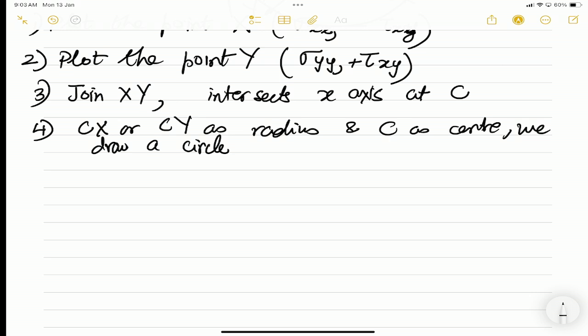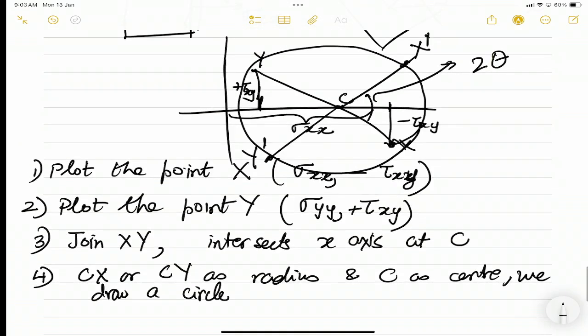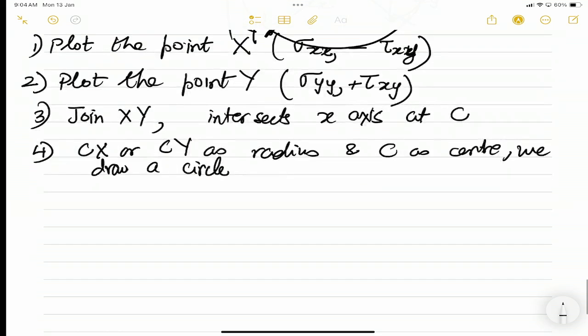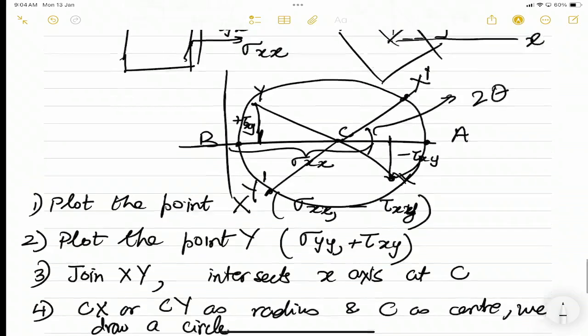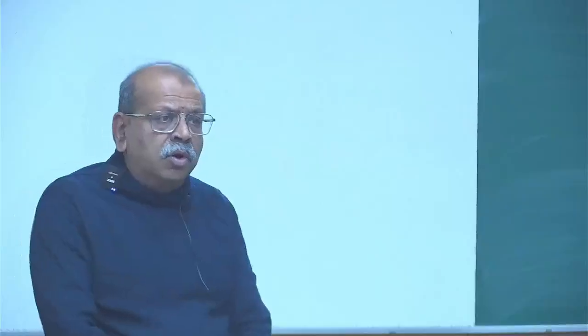Now, there are two particular points, specific points on the circle which are of interest. If we look at points A and B, so this axis is the sigma axis, this axis is the tau axis. This I should have written earlier. Now, what is the value of tau at points A and B?